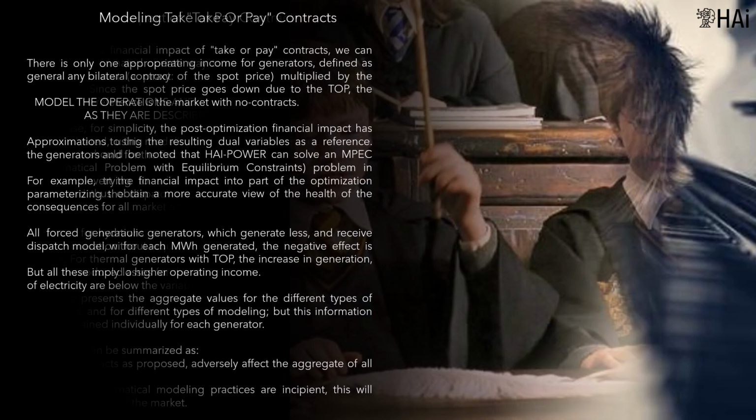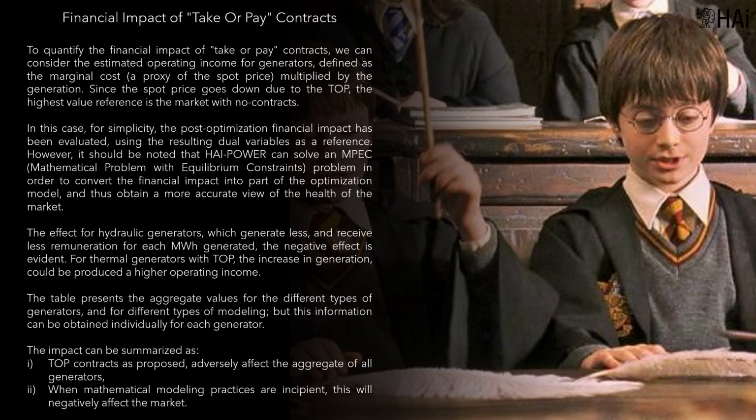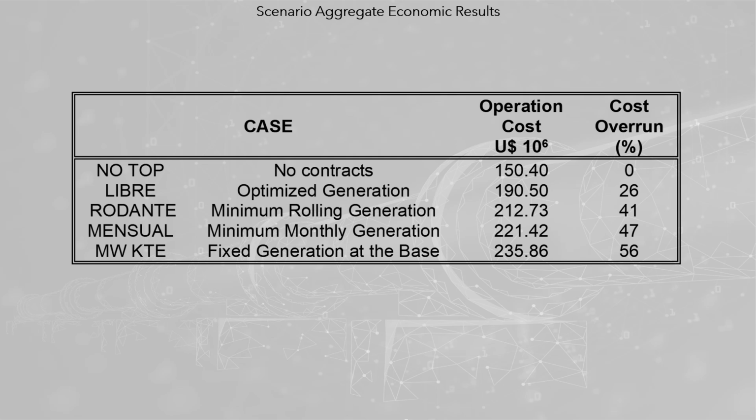To quantify the financial impact of take-or-pay contracts, we can consider the estimated operating income for generators, defined as the marginal cost, a proxy of the spot price, multiplied by the generation. Since the spot price goes down due to the TOP, the highest value reference is the market with no contracts. In this case, for simplicity, the post-optimization financial impact has been evaluated, using the resulting dual variables as a reference. However, it should be noted that HIGHPOWER can solve an MPEC, a mathematical problem with equilibrium constraints, in order to convert the financial impact into part of the optimization model, and thus obtain a more accurate view of the health of the market.